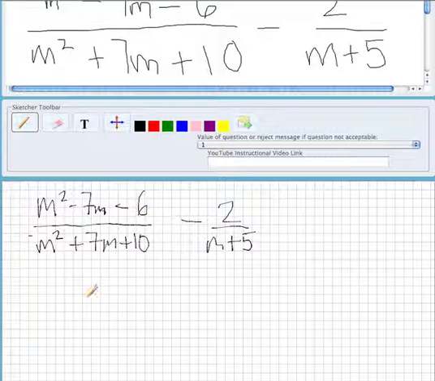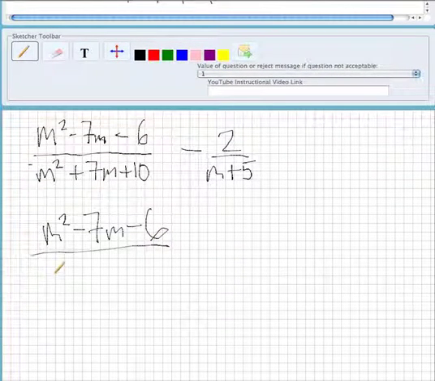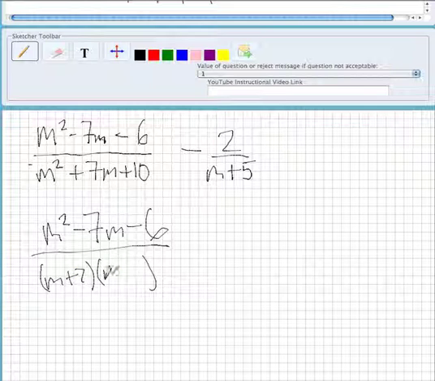the common denominator. So we're going to leave the top the same on this one because you can't factor the top. So that's a good rule of thumb. If you can factor, you want to factor, but this time we can't factor the top. So the bottom becomes m plus 2 times m plus 5. Those are the two numbers that multiply to 10 and add to 7.